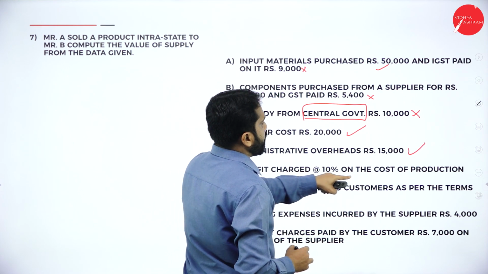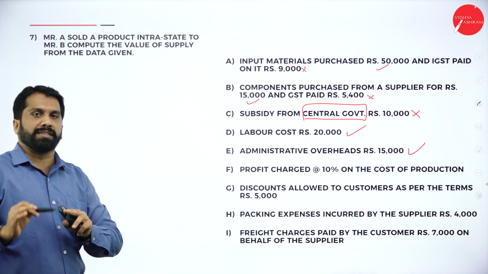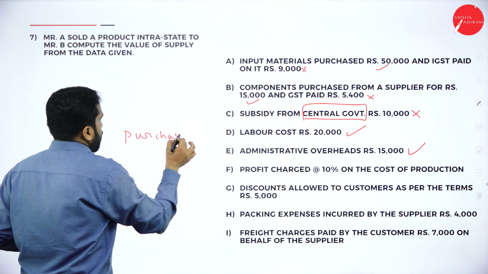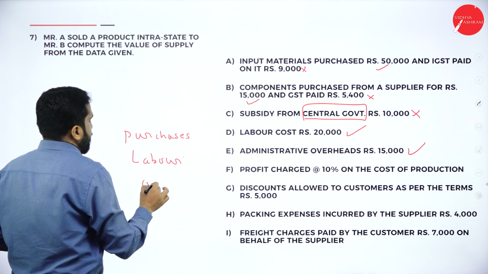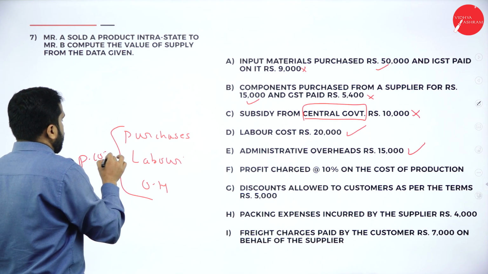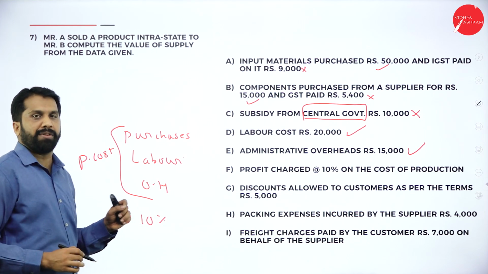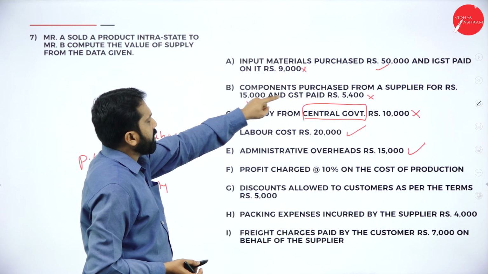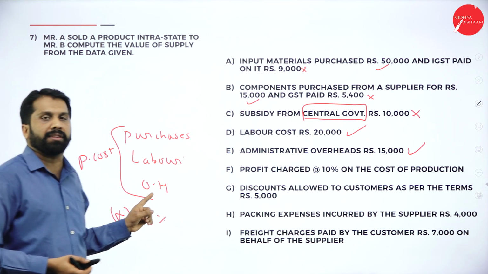Profit is charged at 10% on the cost of production. What is the cost of production? Simple. Any purchases, any labor charges, any overhead. All put together we call production cost. On this you have to calculate 10%. Very simple. As per this problem, material purchased, components purchased, labor cost, administration, all put together we call production cost.